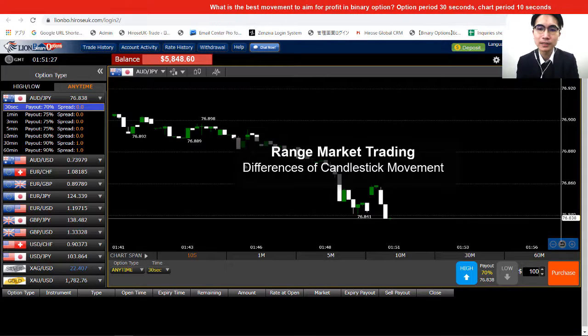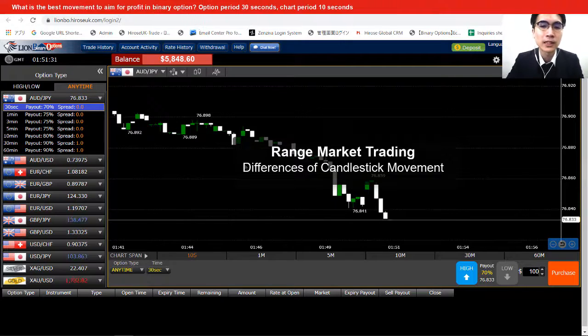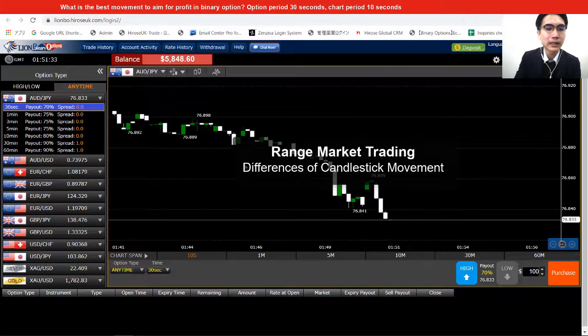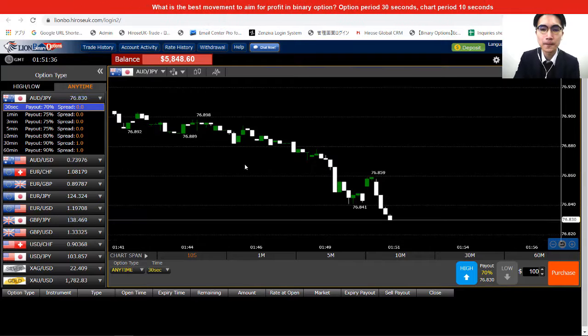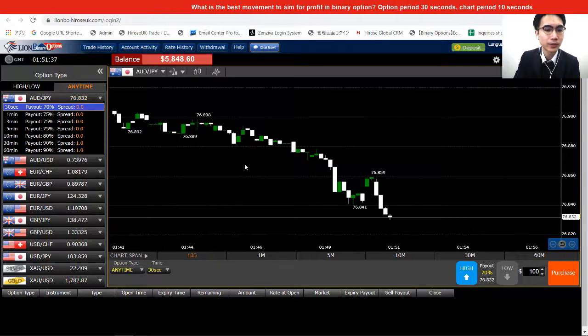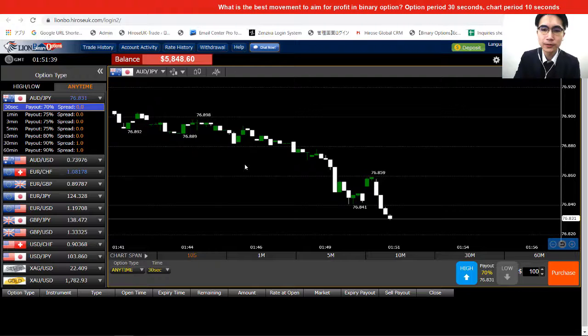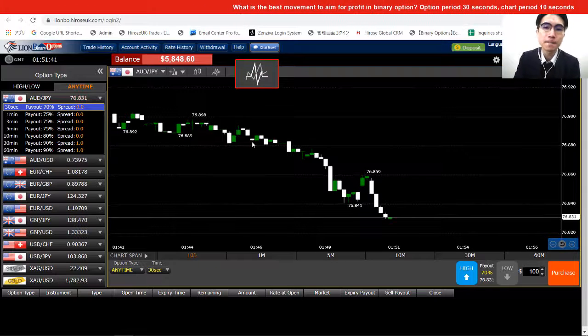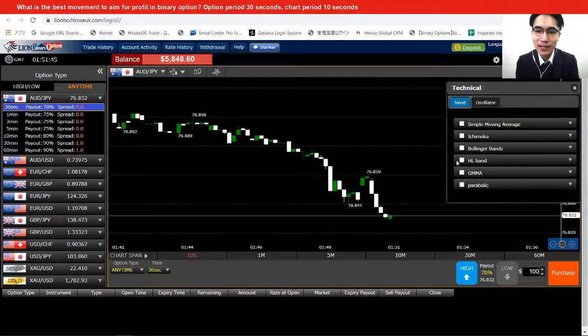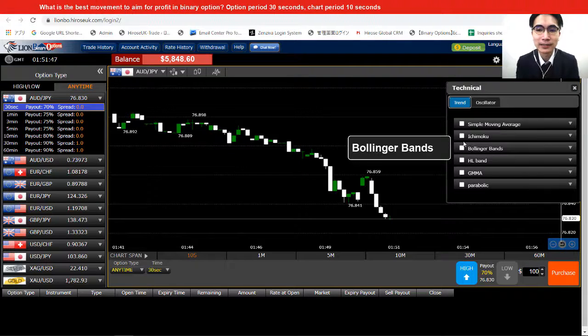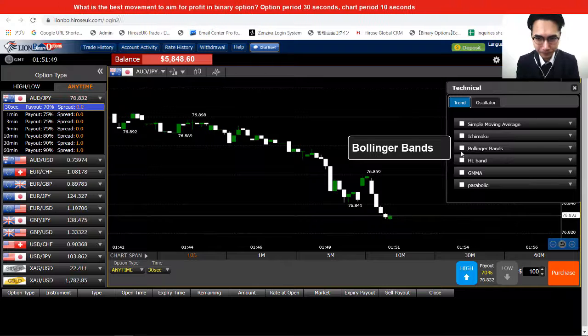So let me set up the indicators first. Today the indicators I'm going to use are still the Bollinger Bands with MACD. Let me set up the indicators first, and I will explain the things that I want to show you today. So go to technical indicator, that little icon right there. Click on that, and then we'll select the Bollinger Bands.